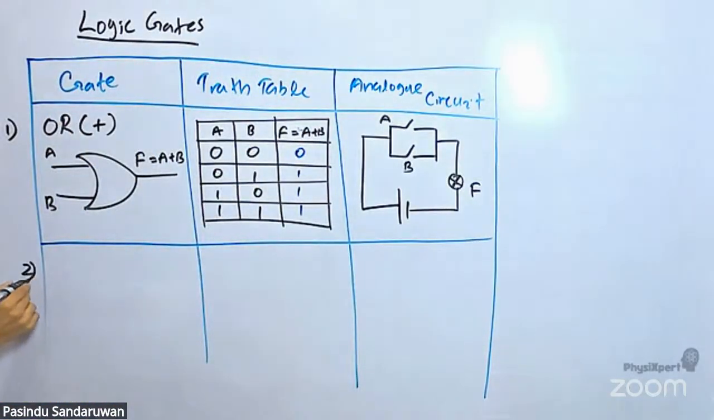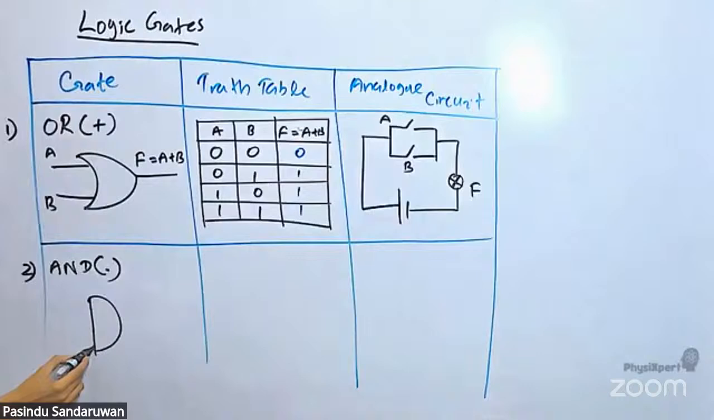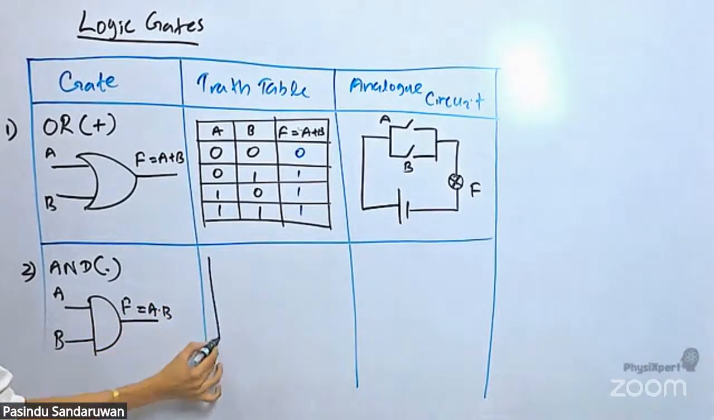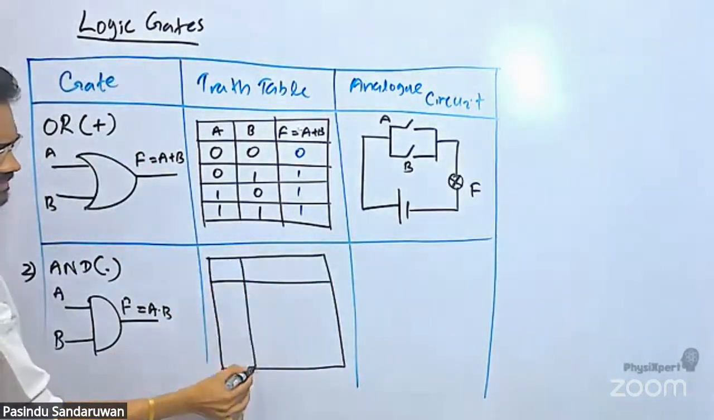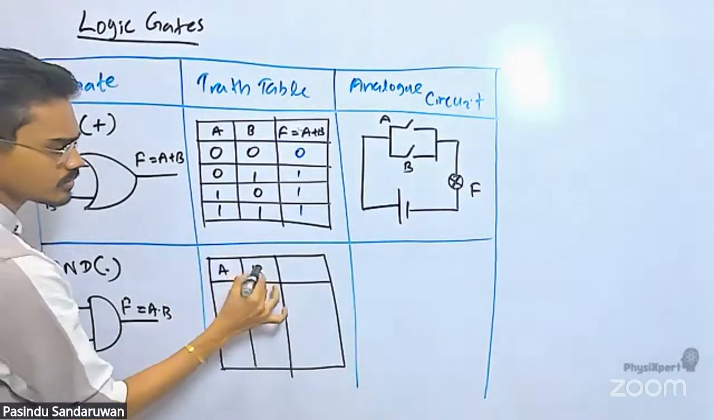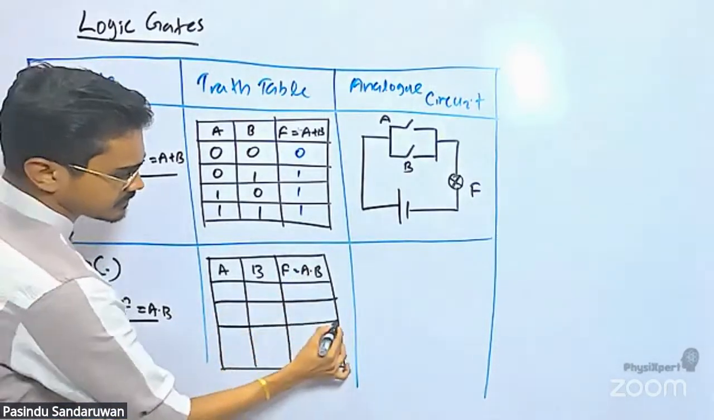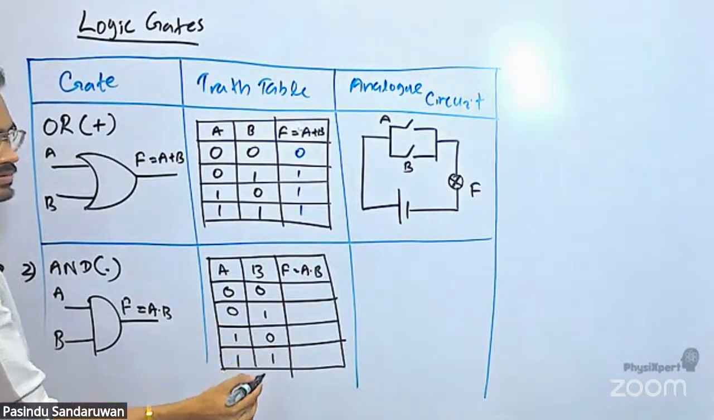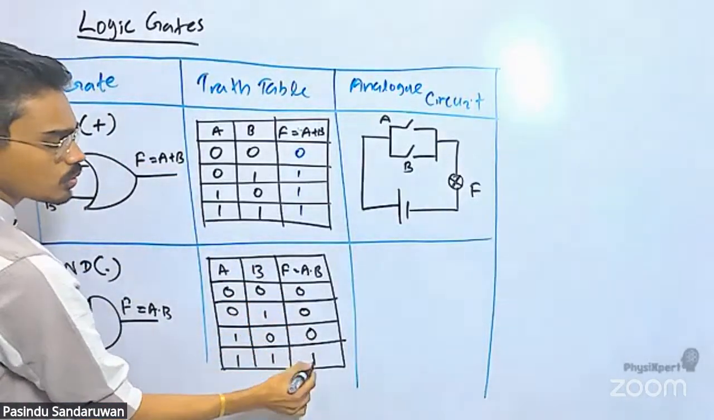Second one, AND gate. We are using only capital letters for the gates, and the symbol of AND is this. A, B, F, A dot B. Now you can complete them. Now you know what to do. Right? 0, 0, 0, 0, 1, 0, 0, 1.